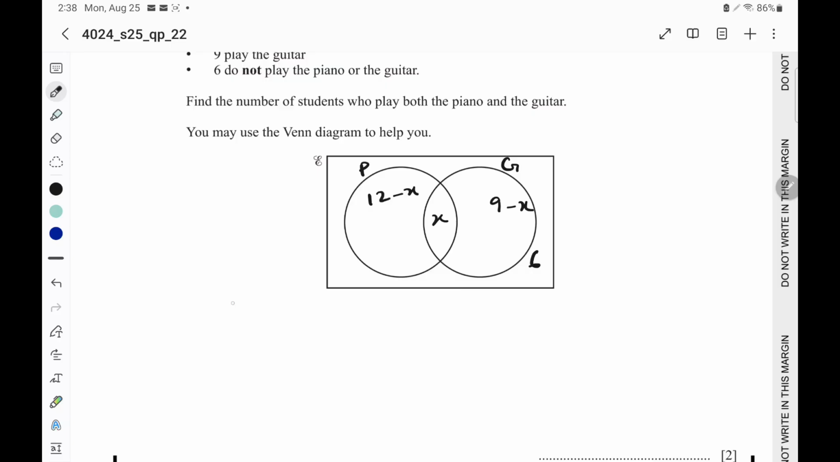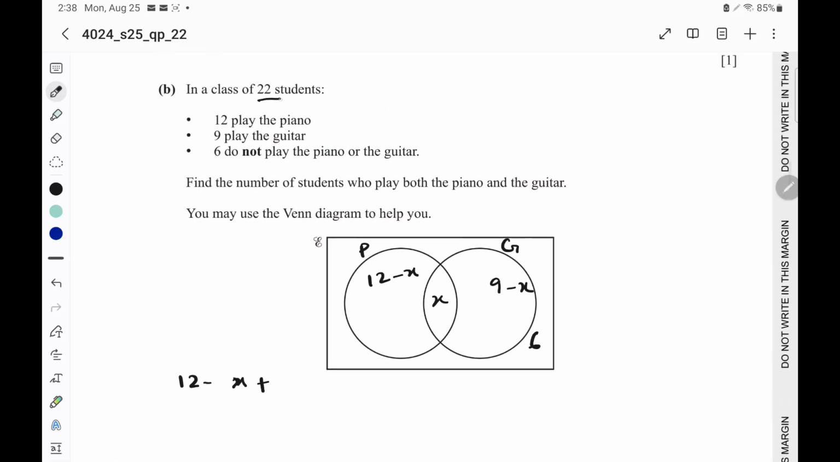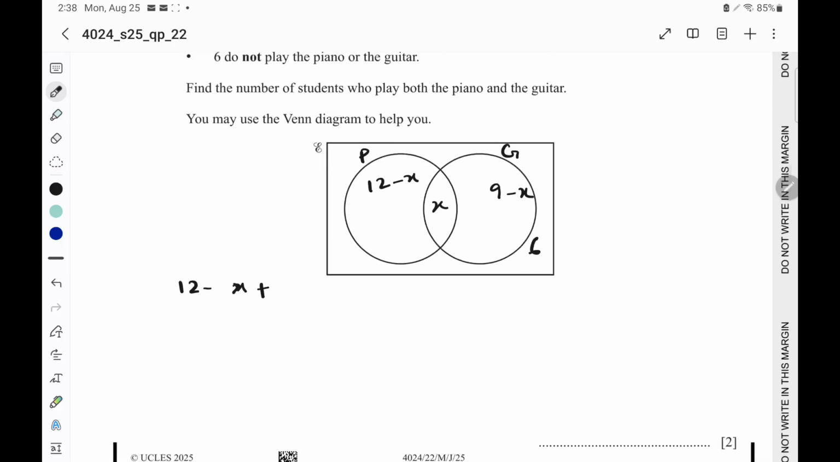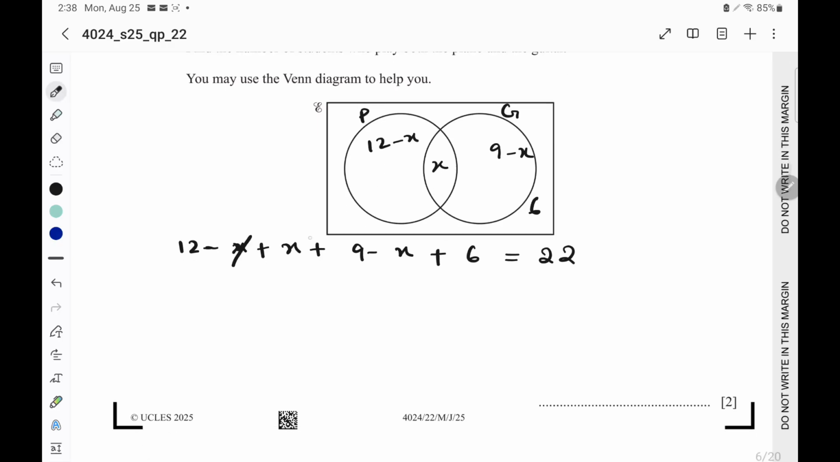You must have done this in your class. So that is 12 minus X plus X plus 9 minus X, and the 6 outside are also included, and the total is equal to 22. All right, afterwards just calculate: 12, 9 and 6 become 27, and this minus X left is equal to 22.